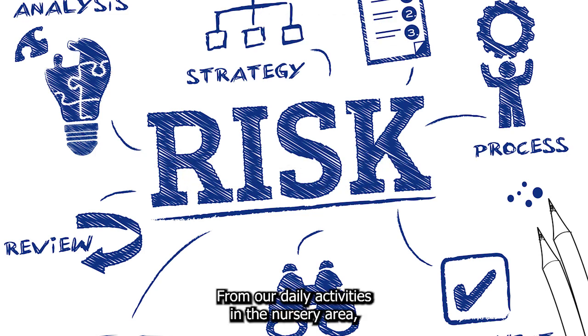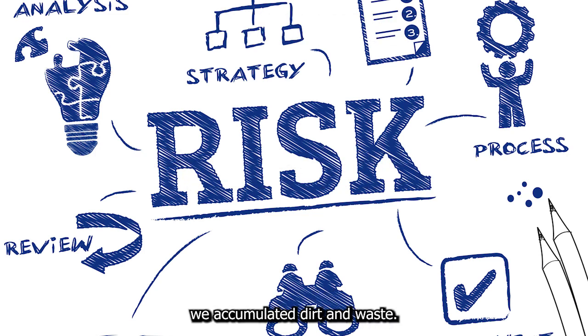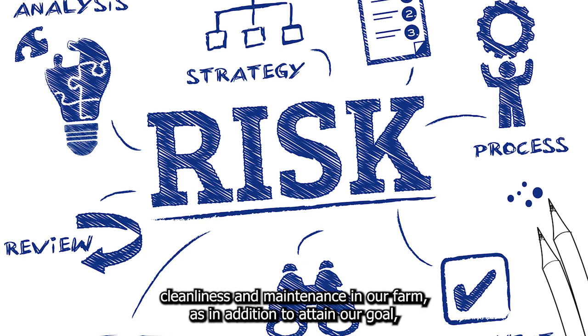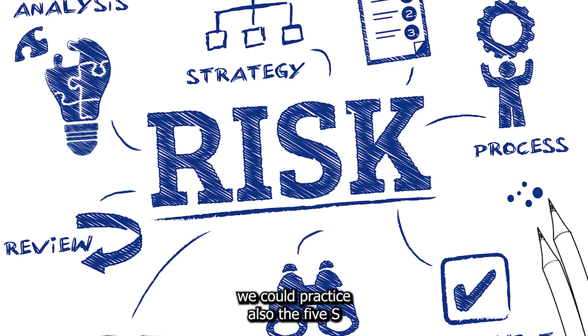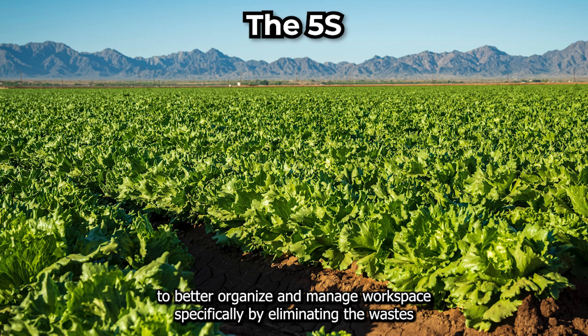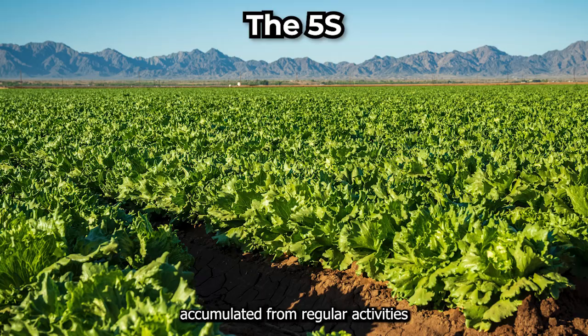From our daily activities in the nursery area, we accumulate dirt and waste. But if we follow the routine standard, we can achieve a high standard of cleanliness and maintenance in our farm. In addition, to attain our goal, we could also practice the 5S. The philosophy of 5S represents a way of focusing and thinking in order to better organize and manage workspace, specifically by eliminating the wastes accumulated from regular activities.